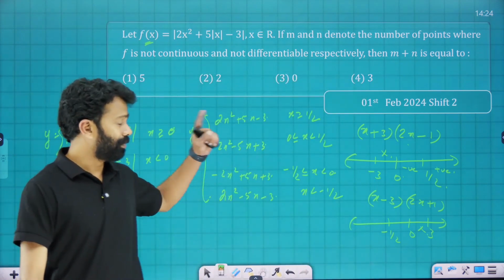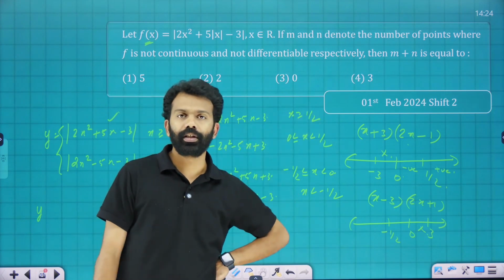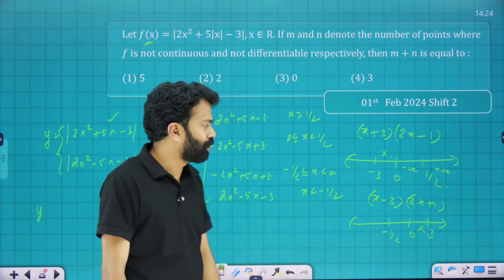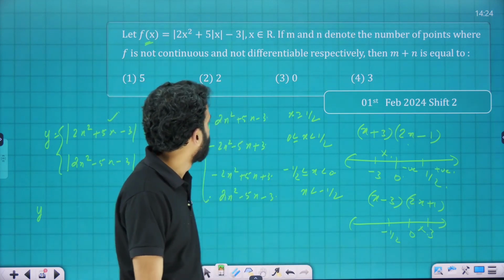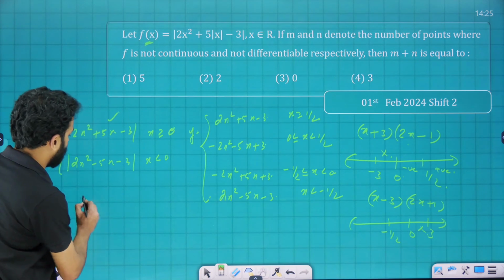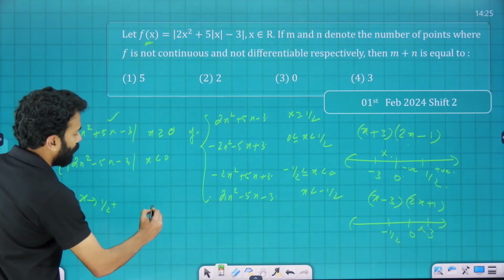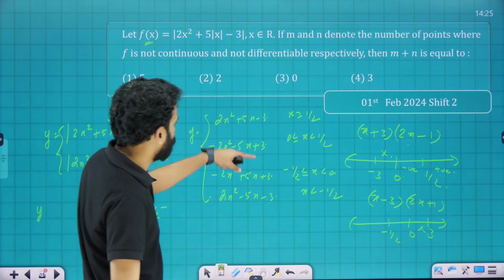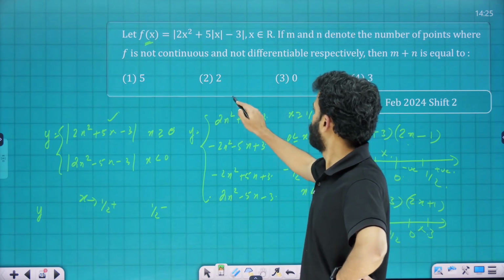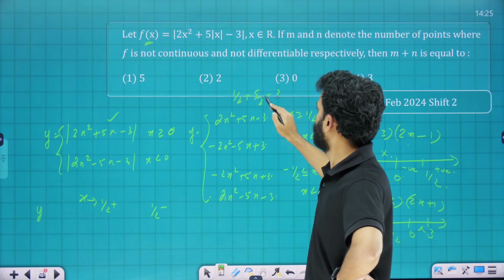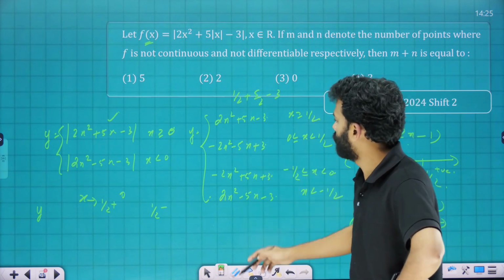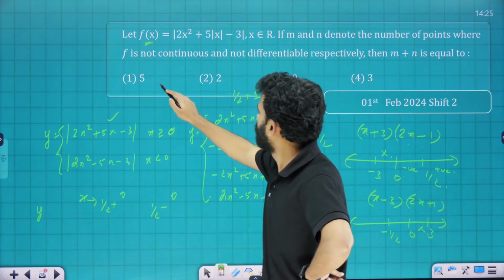Now we need to go for the points where the function is discontinuous. Better to go for the points where the function's character is changing. So among these points, where is the function's character changing? Yes, greater than 1 by 2, less than 1 by 2. What happens at 1 by 2 plus and 1 by 2 minus? That is, x tends to 1 by 2 plus and 1 by 2 minus. What is 1 by 2 plus? That is 2 into 1 by 4, that is 1 by 2, plus 5 by 2 minus 3, that is 0. It will be 0. And what about 1 by 2 minus? It is also equal to 0. Therefore, the function is continuous at what?